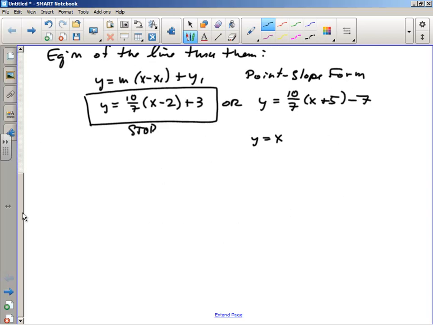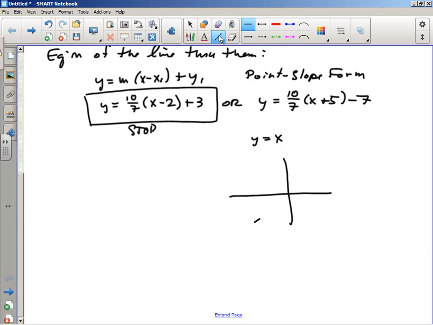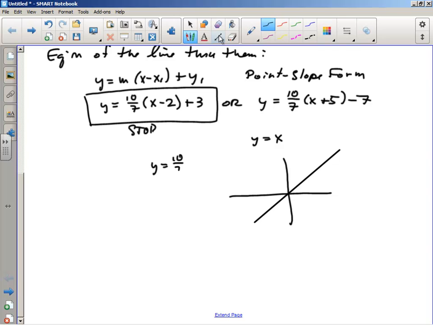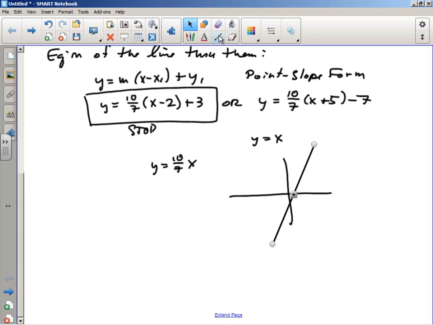You want to think of these things in terms of the line y equals x. Know everything there is to know about the line y equals x. And then, what about y equals 10/7 x? Well, that's just that same line, steeper. Right?